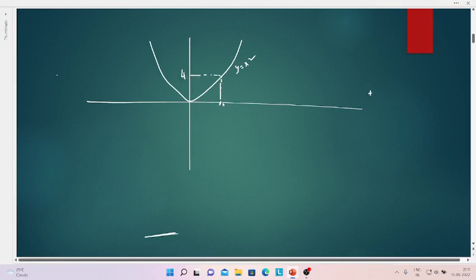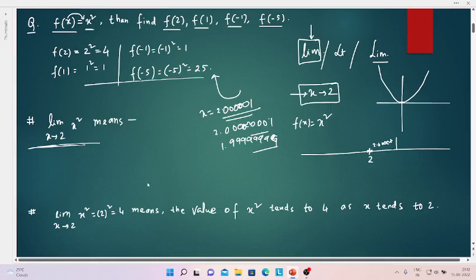So what does it mean? If we choose any particular value near about 2, then the value of f(x), I mean y, will be near about 4, right? So as x tends to 2, the value of f(x) equals x square will tend to 4. It is not equal to 4, it is almost near about 4. So you have to understand that. But in order to write the exact value of the limit, you have to use the symbol which is equals to. So limit x tends to 2 of x square equals 4 means the value of x square tends to 4 as x tends to 2.